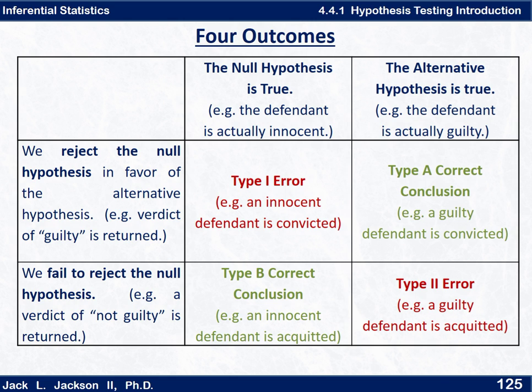So here's a table that kind of summarizes this. The four outcomes. We either have in this column that the null hypothesis is true, the defendant is actually innocent, excuse me.